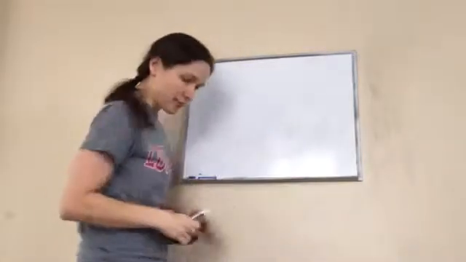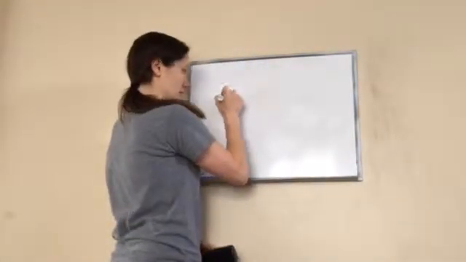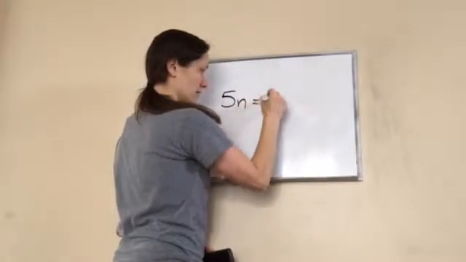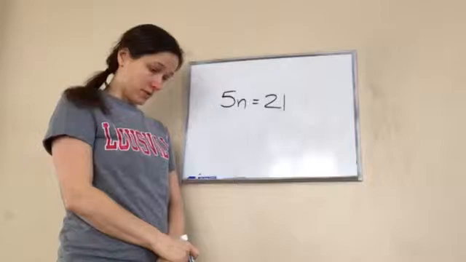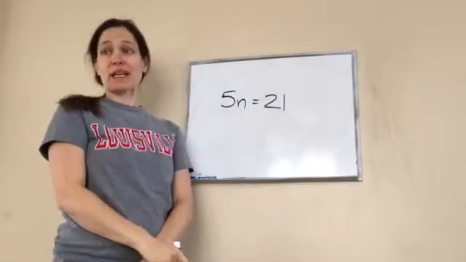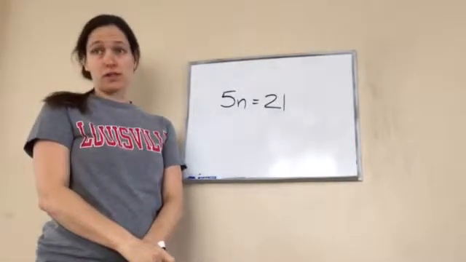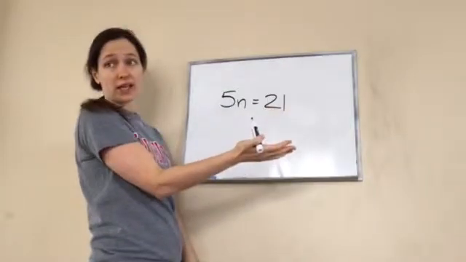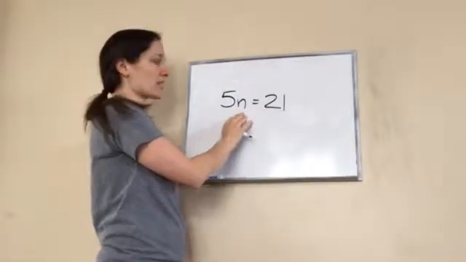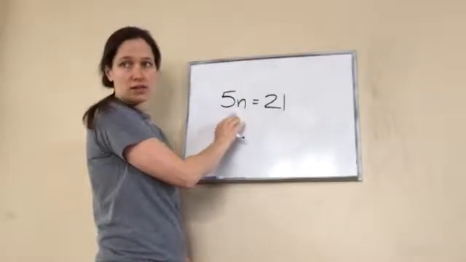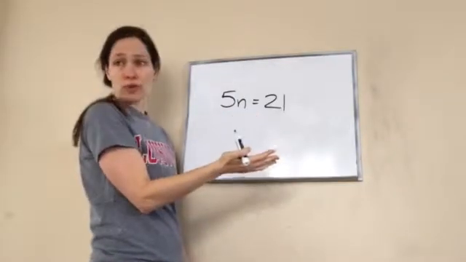But you're going to see problems that look like this. That's 5 times what equals 21? Right, and it's not going to be an even number sometimes. 4, because 5 times 4 is 20, okay? So we're actually going to have to do some math, okay? So what is this actually saying? 5 times what equals 21?